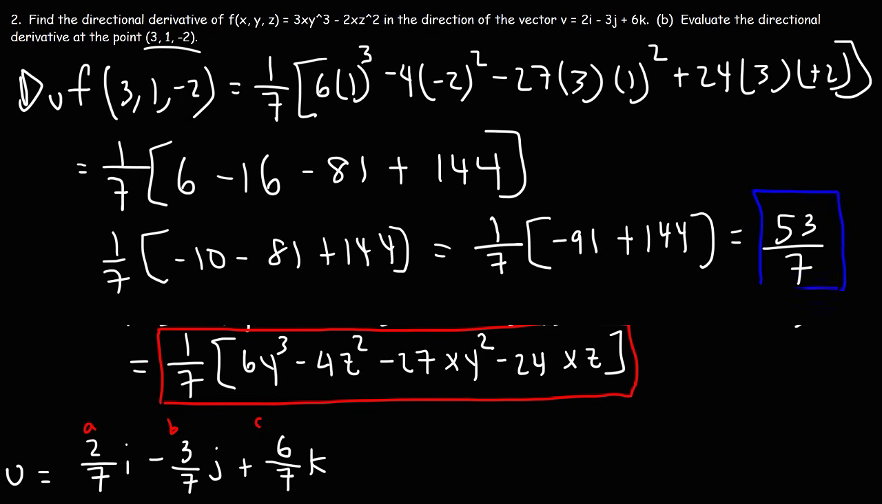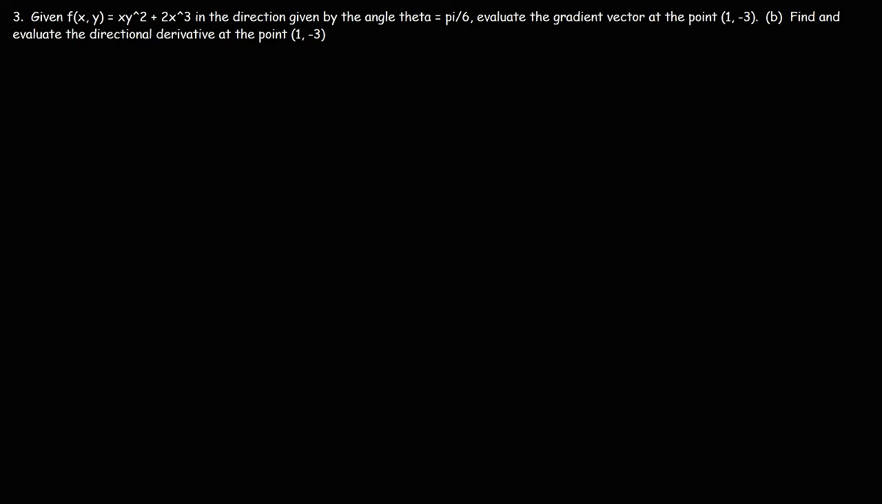So that is the value of the directional derivative at the point 3, 1, negative 2 in the direction of this vector. So now you know how to find and evaluate the directional derivative in terms of 2 variables, or if you're given a function with 3 variables. Now let's move on to our next problem.